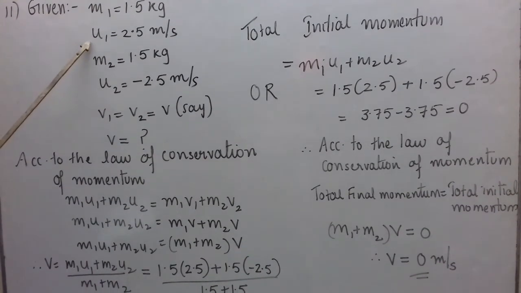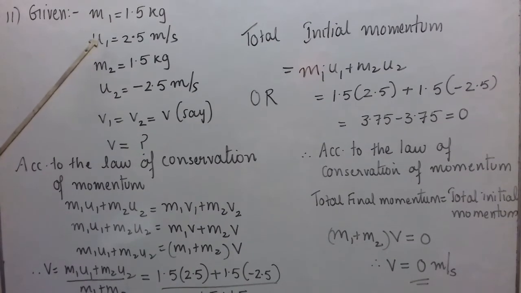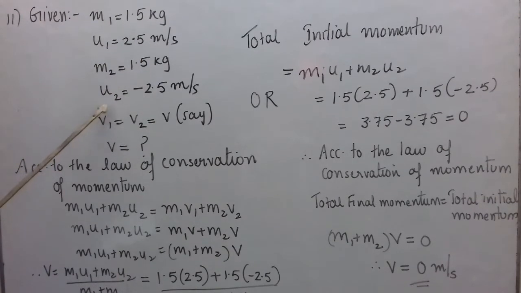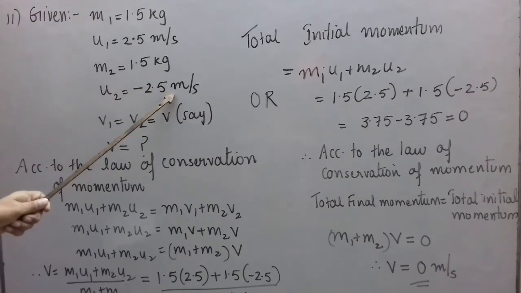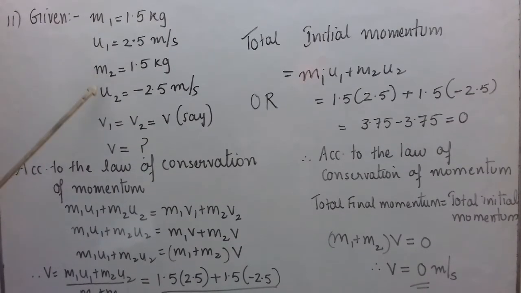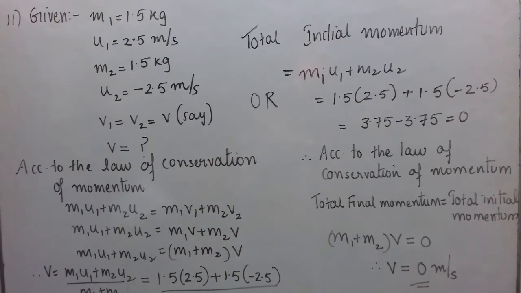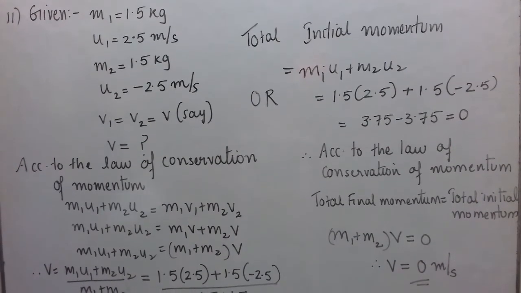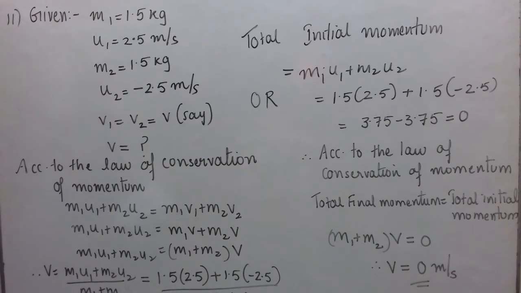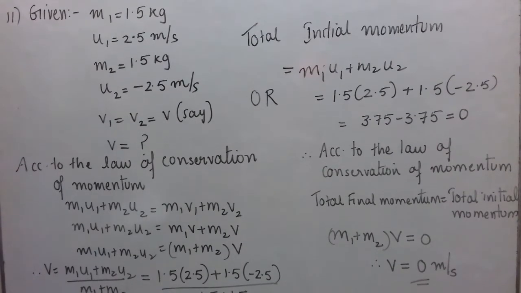So u1 is, this is their initial velocity before collision, before the impact. u1 is 2.5 meter per second and u2 is minus 2.5 meter per second. It is your choice. You can take any one to be positive and the other to be negative. They have also mentioned in the question that during the collision they stick together. So what will be the velocity of the combined object after collision?